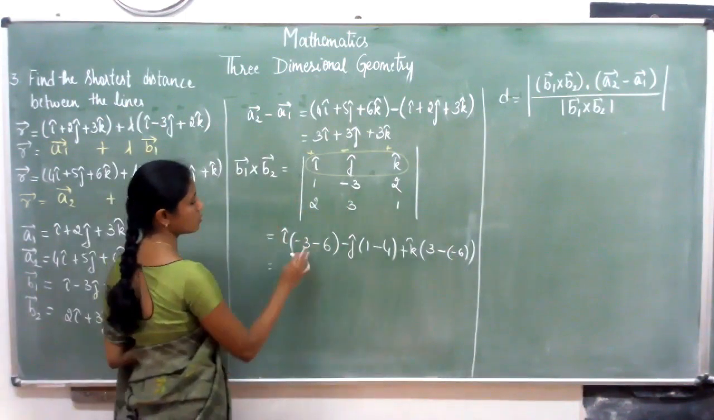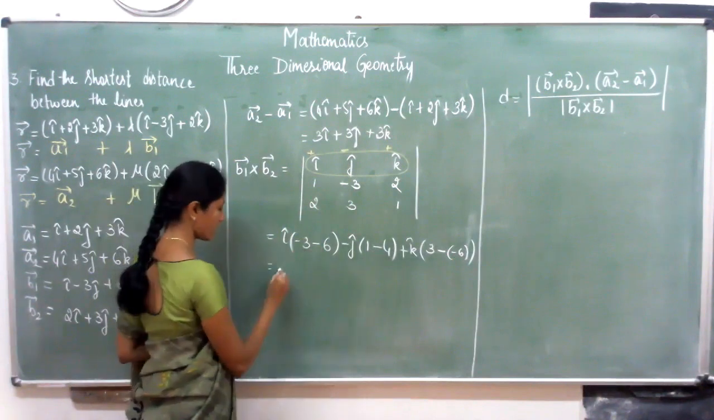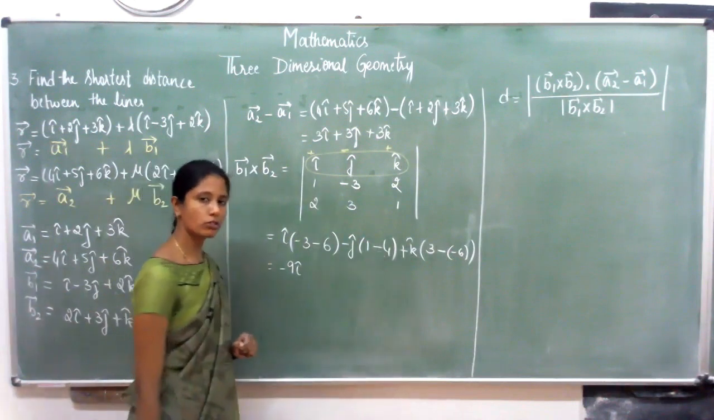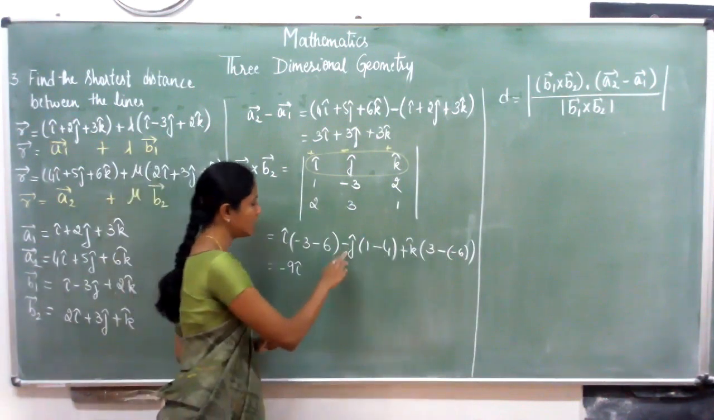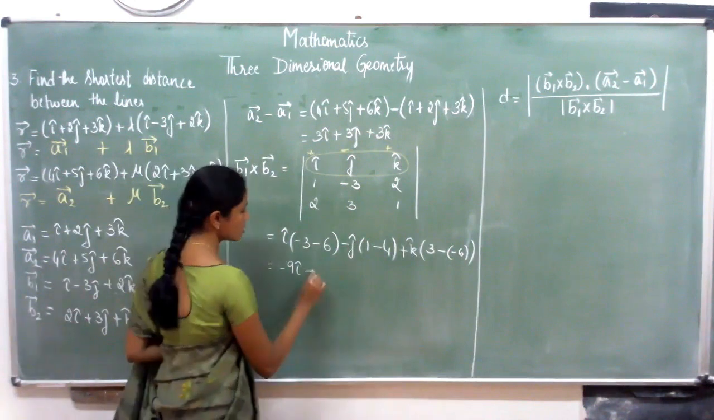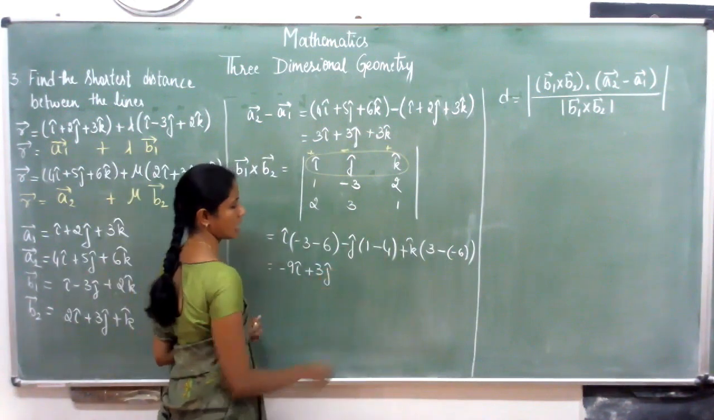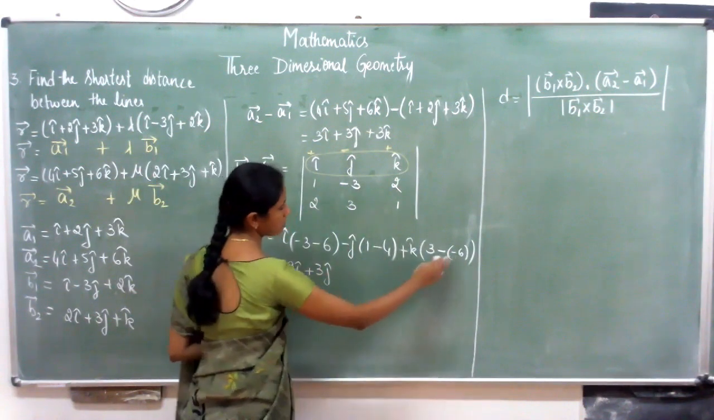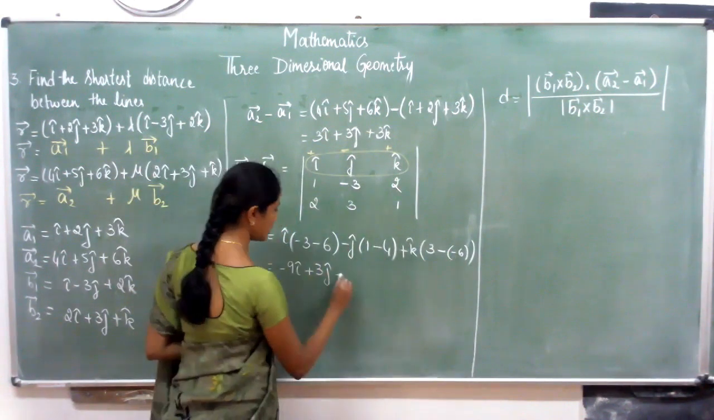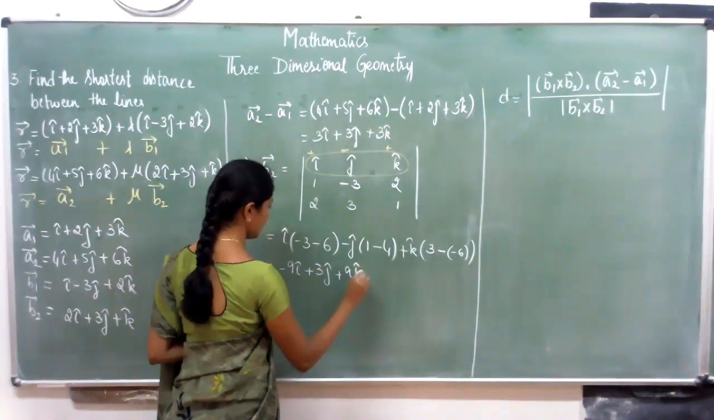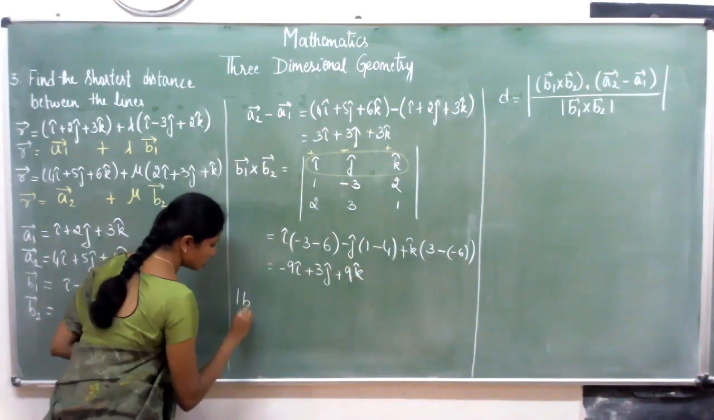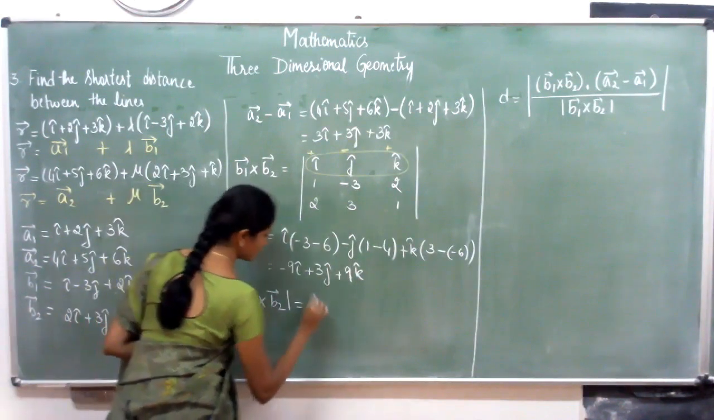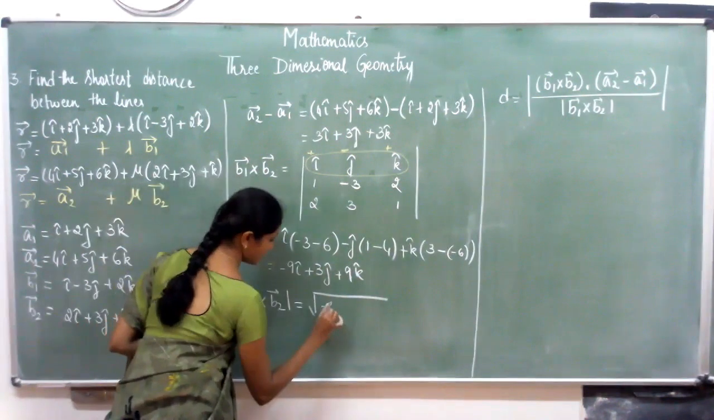So this is equal to minus 3 minus 6, it is minus 9. Therefore, minus 9 i cap. 1 minus 4, which is minus 3. Minus 3 into minus j cap, so it is plus 3j cap. Next, here it is minus into minus, plus. So 3 plus 6, it is 9. So plus 9k cap.